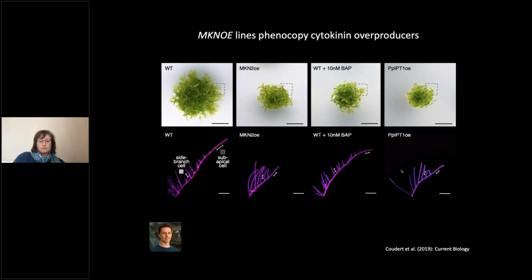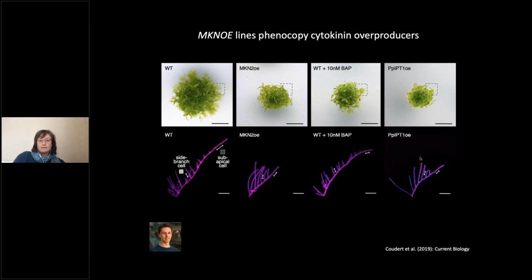So this phenotype's really similar to the phenotype of wild type plants treated with cytokinin, which you can see second in from the right on the top, and also plants that are genetically engineered to upregulate cytokinin biosynthesis, which you can see on the top right. So this led us to believe that MKN2 overexpressors might have a surfeit of cytokinin.